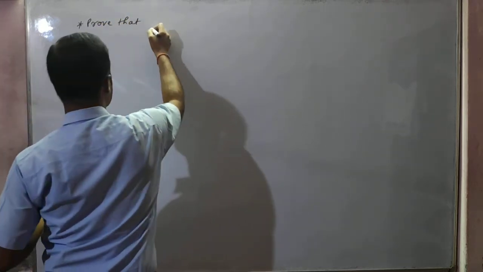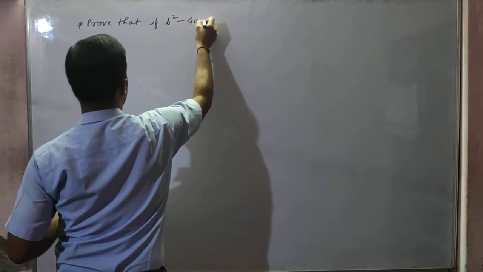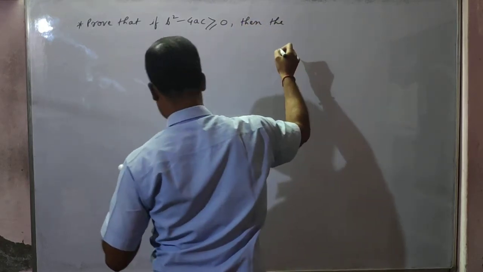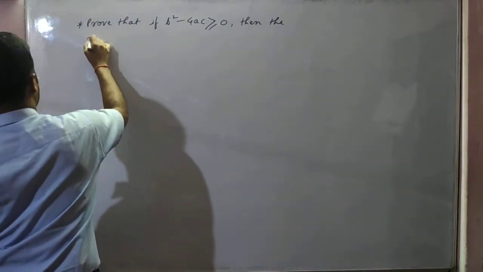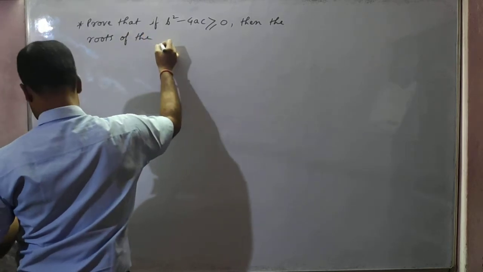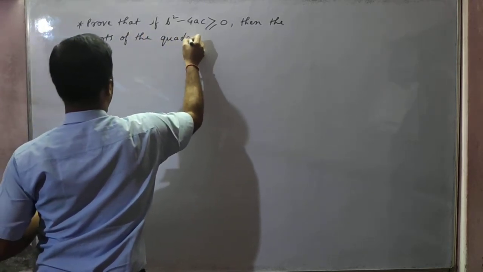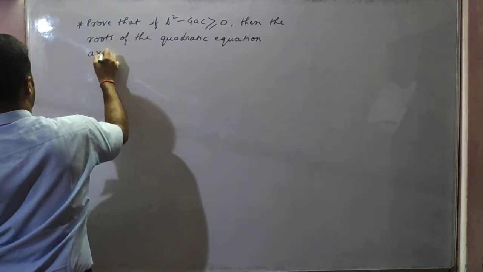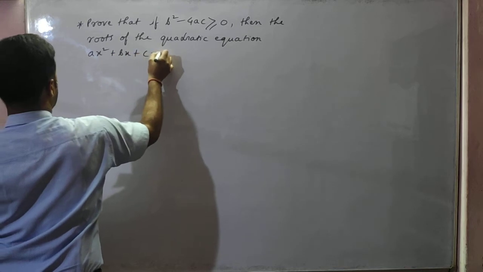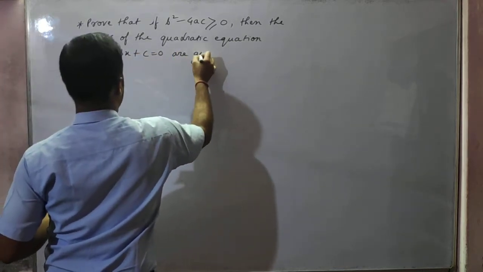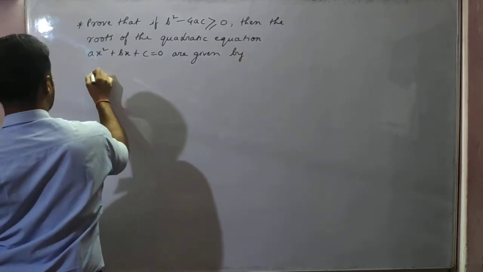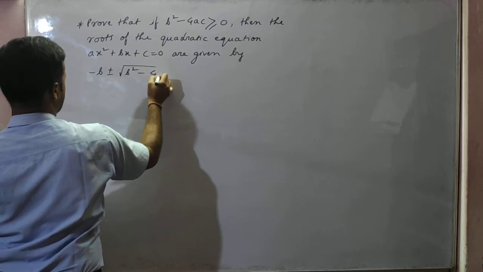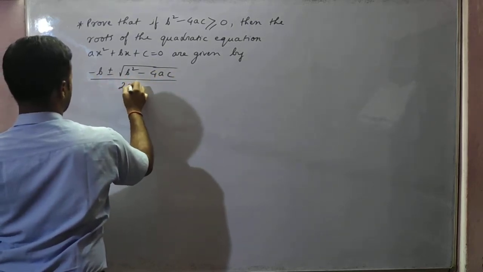If b square minus 4ac is greater than or equal to 0, then the roots of the quadratic equation ax square plus bx plus c is equal to 0 are given by minus b plus minus root over b square minus 4ac by 2a.